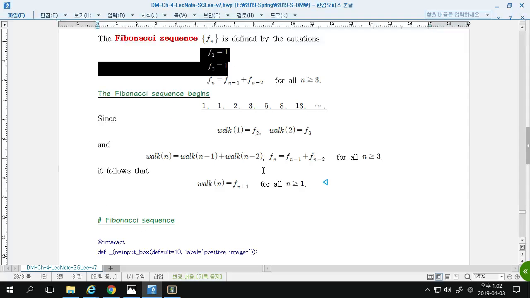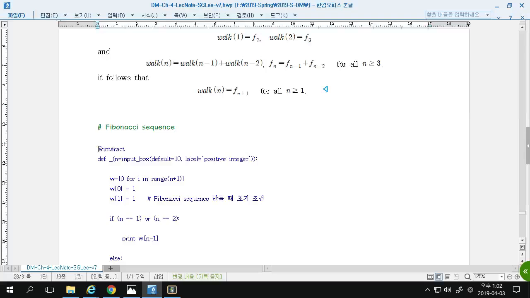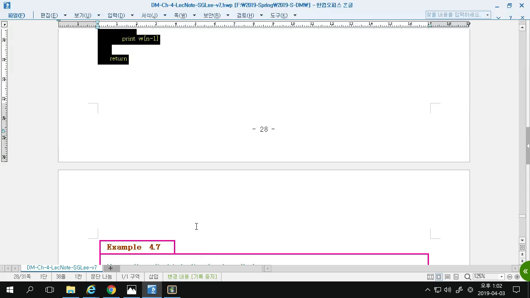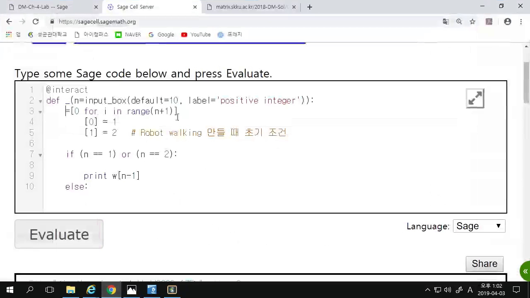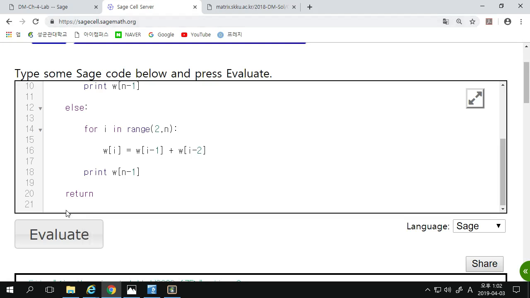Okay, so from here, you will see the relationship between the robot work and Fibonacci sequence. And let's check. I think this should work. Yeah, I missed something else. Yeah, we were missing this part before.